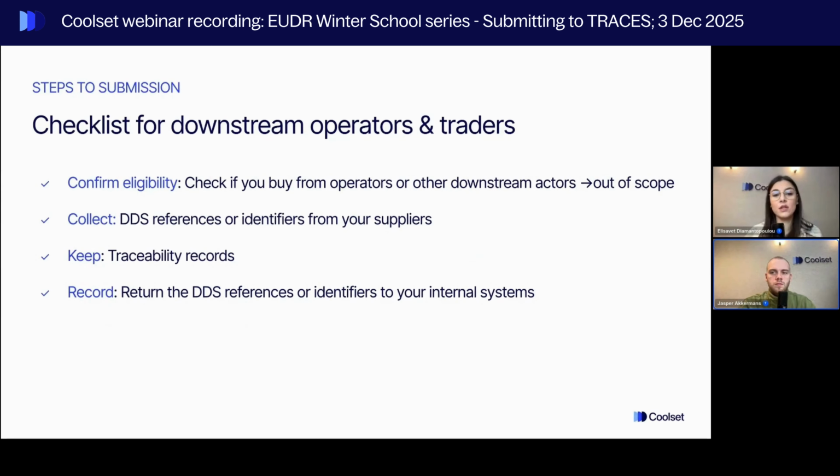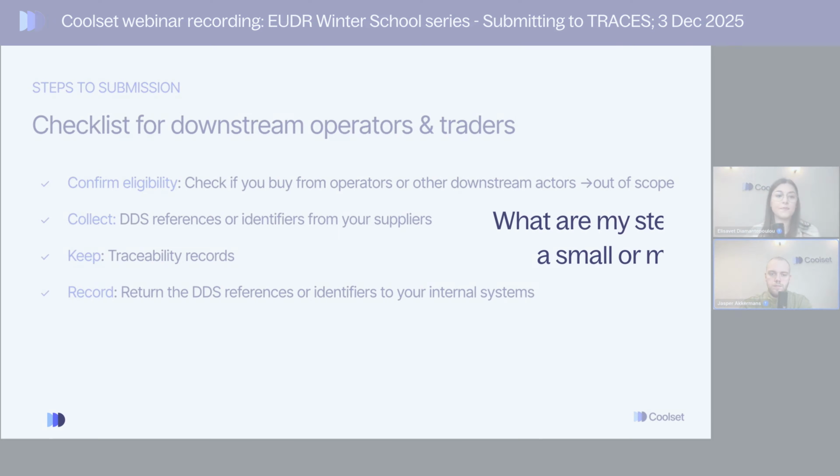But if you're not out of scope, you then need to collect the due diligence statement references or identifiers in case you buy from small micro primary operators. And you also need to have the basic traceability records. And lastly, record everything again in your internal systems. It's going to be much less, the things that you have to record, but you still have to record them. So to recap this one, you confirm if you're eligible, you collect the references, you keep the records, and you store the records in your systems.